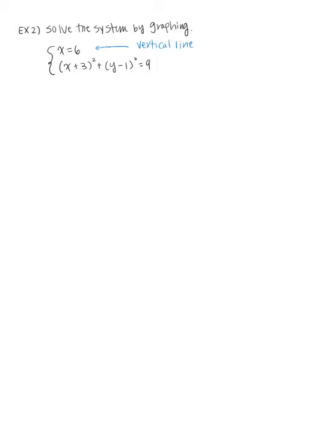All right. And then the second one, can somebody tell me what this guy is? Yes, it's a circle. And it's centered at, in this case, negative 3, 1. And the radius is going to be 3. So let's graph those out.